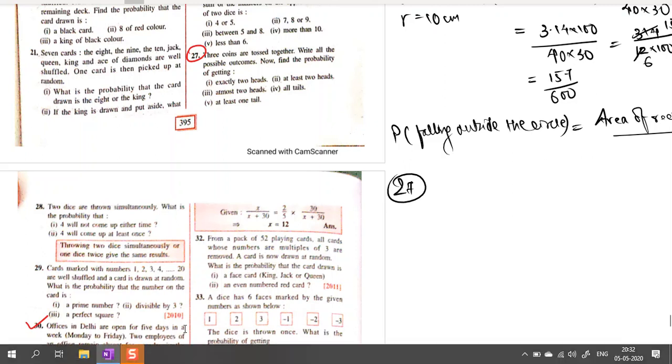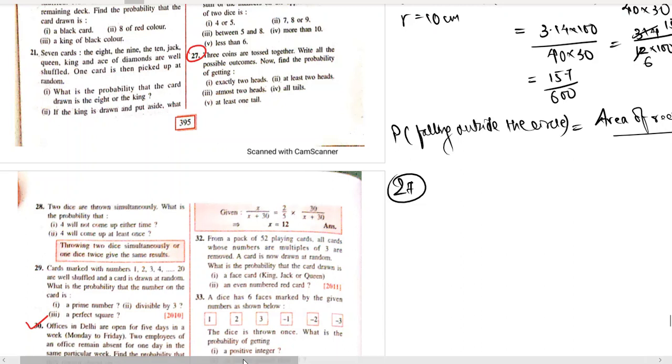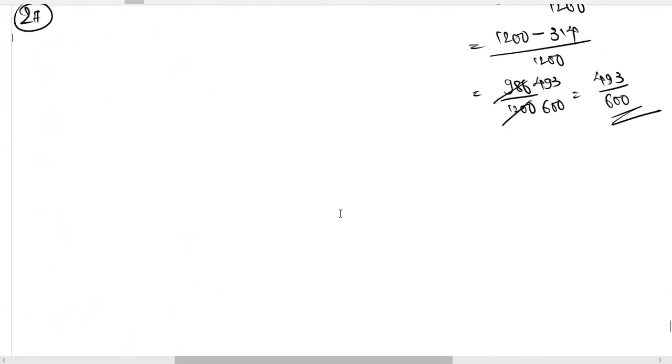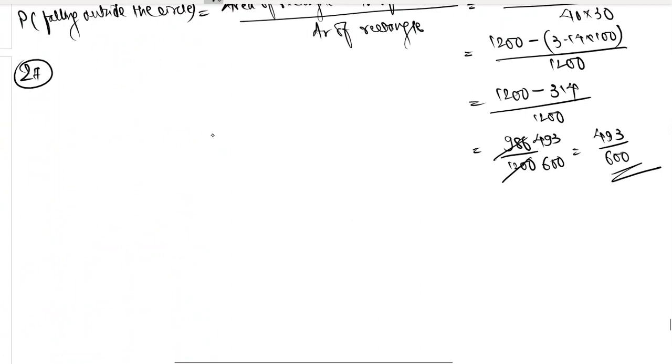Question number 27. Three coins are tossed together. Write all the possible outcomes and now find the probability of getting exactly two heads, at least two heads, at most two heads, all tails, at least one tail. Now first, who would know this? When you toss three coins simultaneously, what are the total number of outcomes? Let's first find that out.